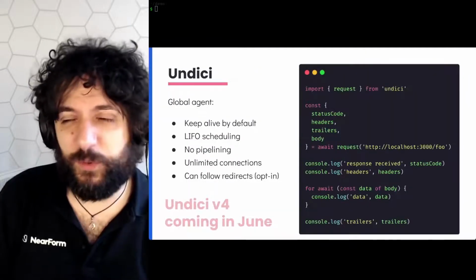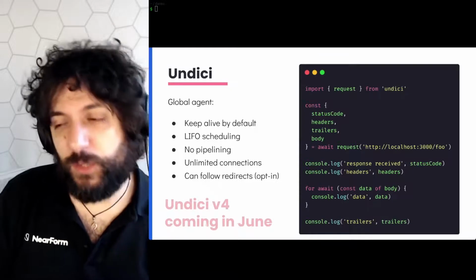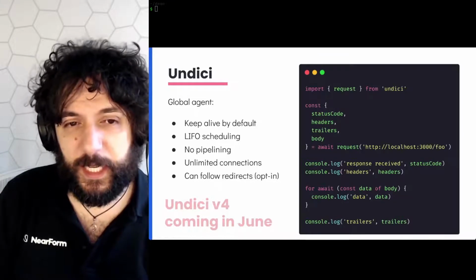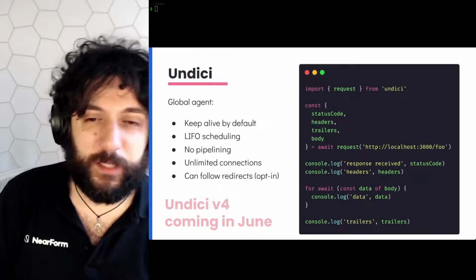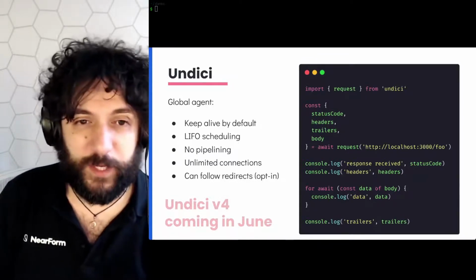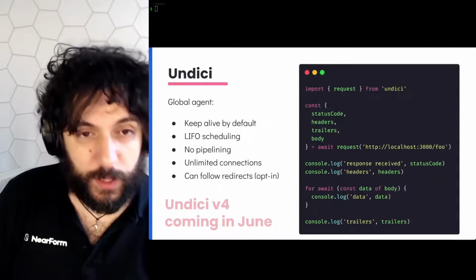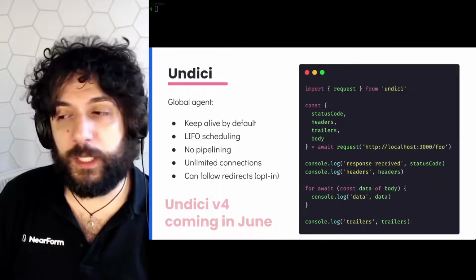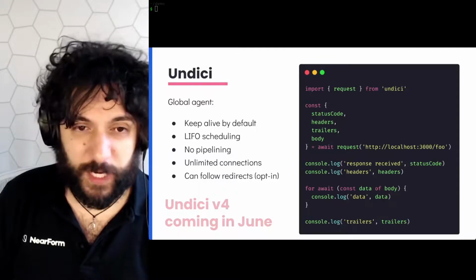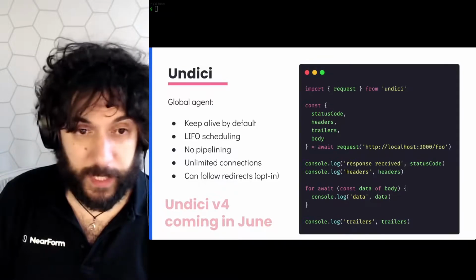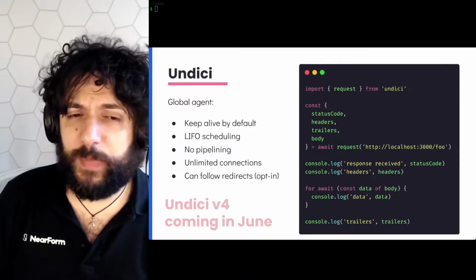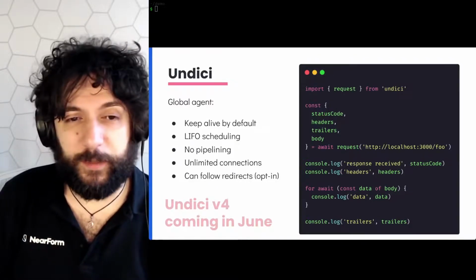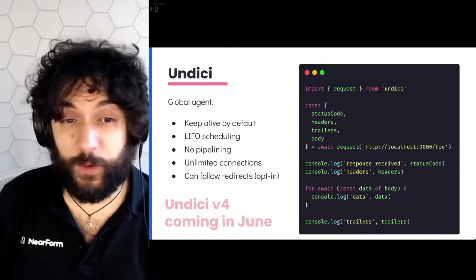So how does Undici work? Well, Undici is a new library for Node, and it keeps alive by default, so you don't need to configure a keep alive agent. It also adds a LIFO scheduler. By default it does not do any pipelining, but it can be configured to do so, and it can create a limited number of connections. By the way, it can also follow redirects.